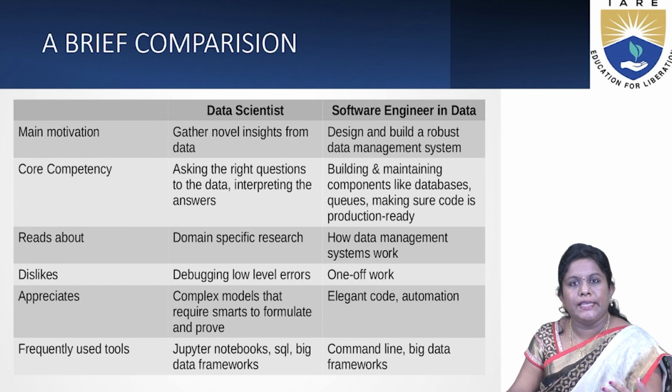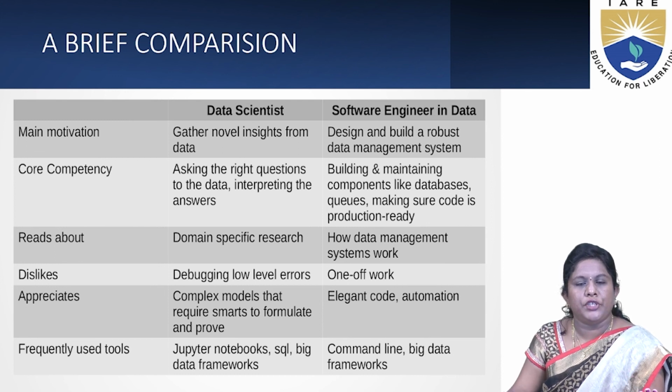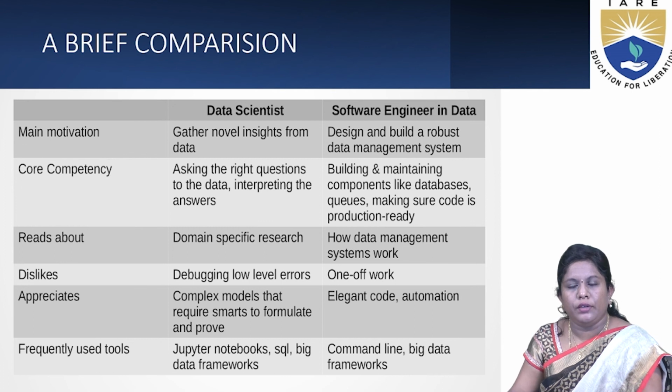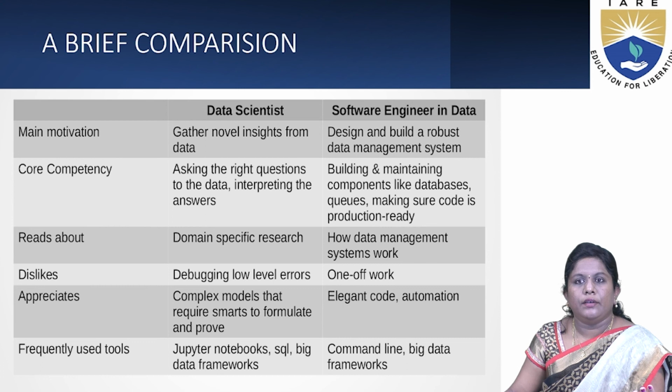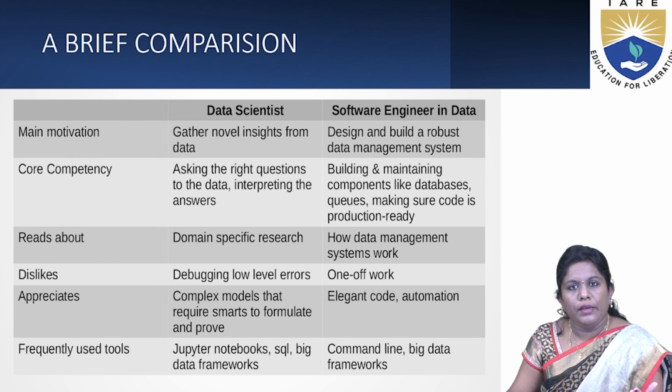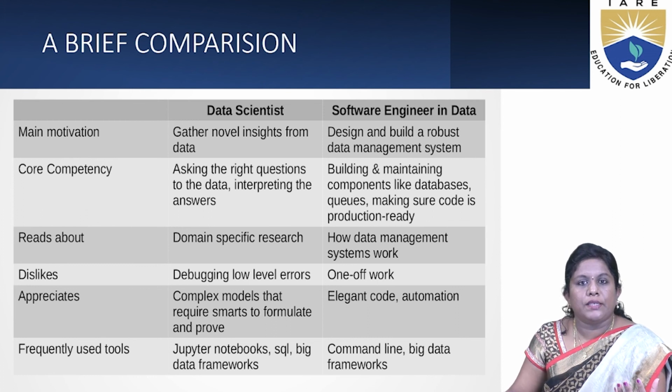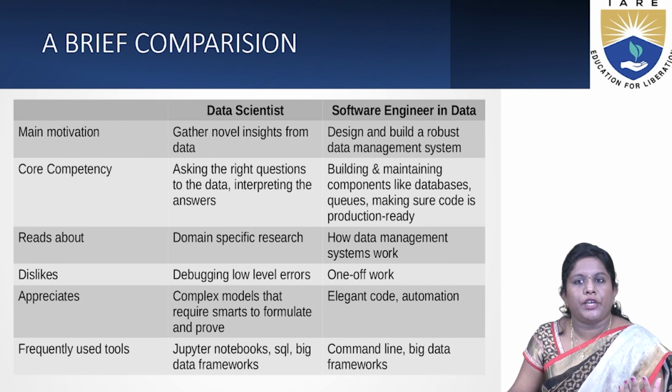But when you come to software engineering in data, what does the core competency mean? He's trying to build and maintain components like databases and queues, making sure code is production ready. Meaning he focuses completely on building and maintaining the databases, and whether it is production ready or ready for release. All those focuses are handled by a software engineer. The third difference is reading domain-specific research. If you are focusing only on structured data, the different techniques and methods applicable to it are handled by a data scientist. And on the whole, the software engineer manages how the entire data management system works.